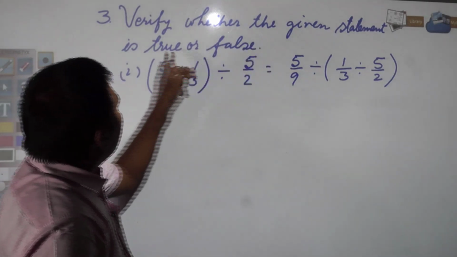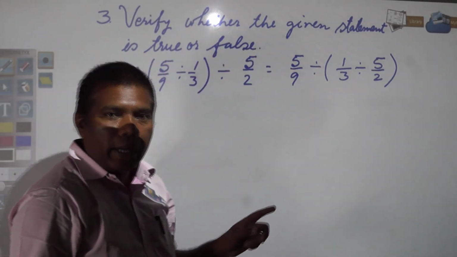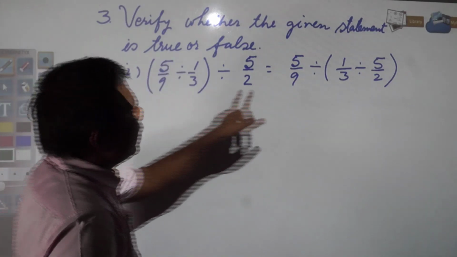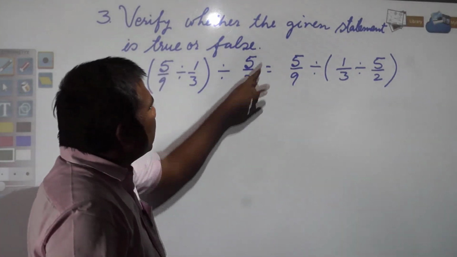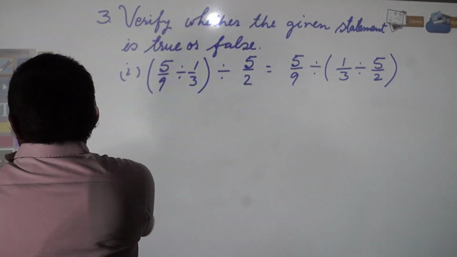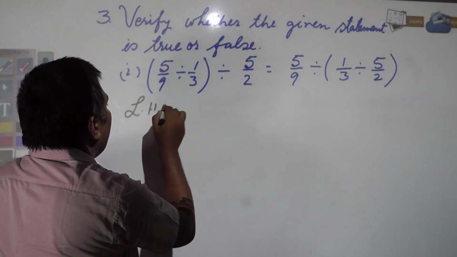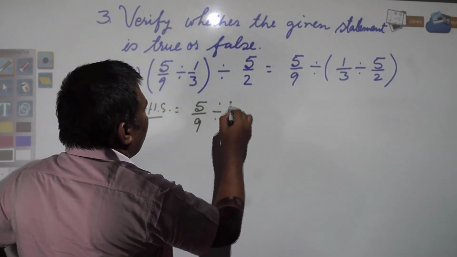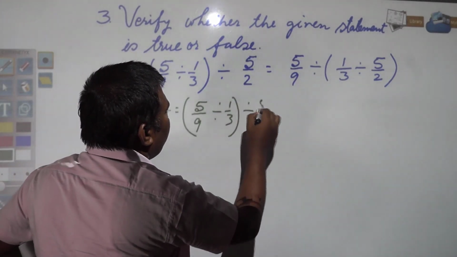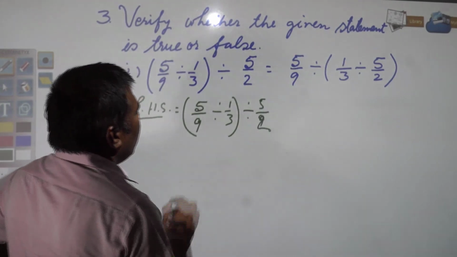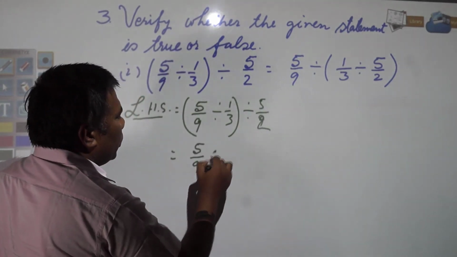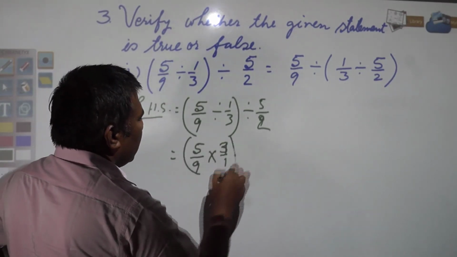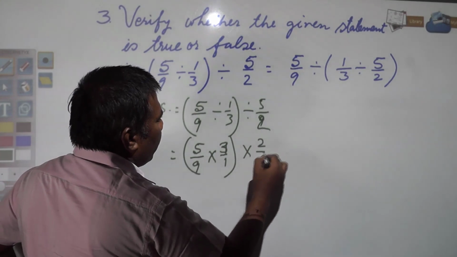verify whether the given statement is true or false. Again, what we need to do over here: whatever is in the bracket is required to be simplified first, then the remaining portion. So again the same thing you do. LHS is equal to 5/9 divided by 1/3 and divided by 5/2. So it will be 5/9 into 3/1 and into 2/5.